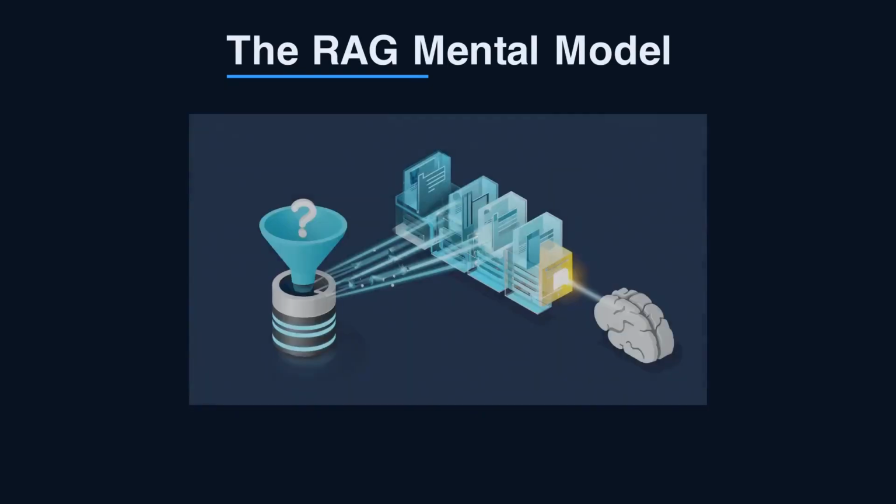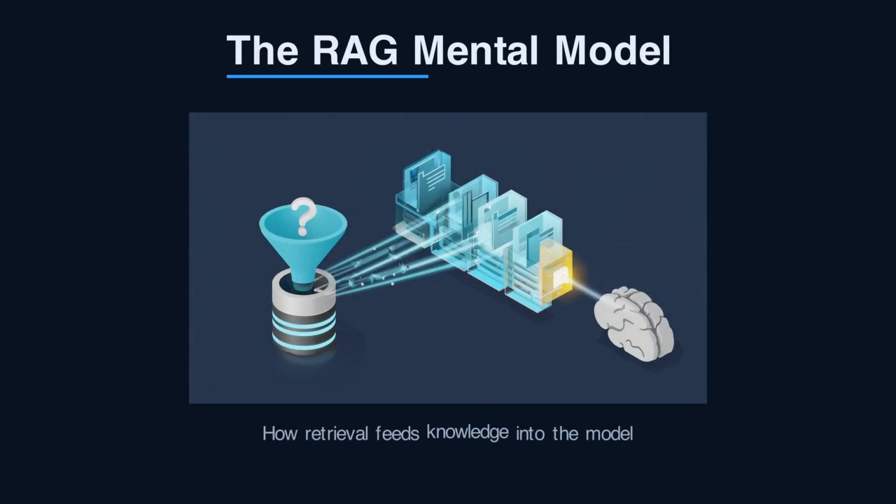Here's the model to hold in your head. A language model only knows what's in its training data and what you put in the prompt. RAG is just dynamically stuffing the prompt with the right snippets from your own documents at query time. So the flow is, take the user's question, find the most relevant chunks of text from your corpus, paste them into the prompt as grounding context, and ask the model to answer using only that context. Azure AI Search is the find step. Azure OpenAI is the answer step. Everything that matters lives in how well that find step works.